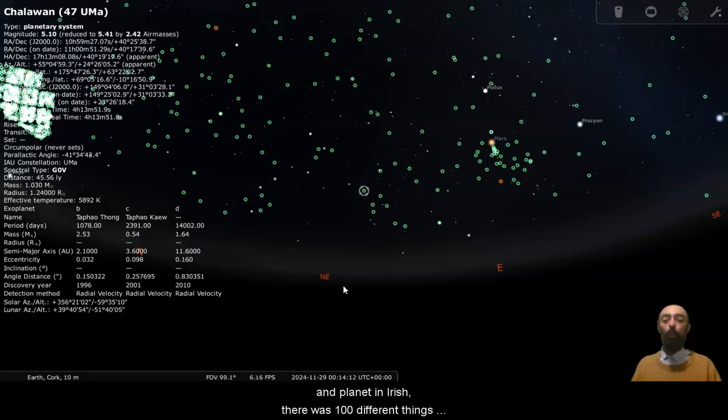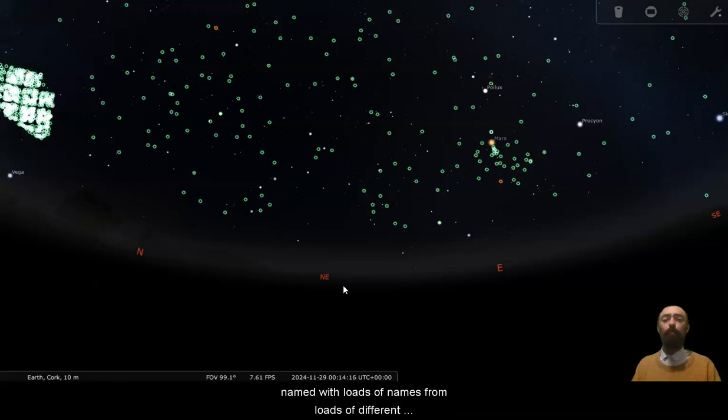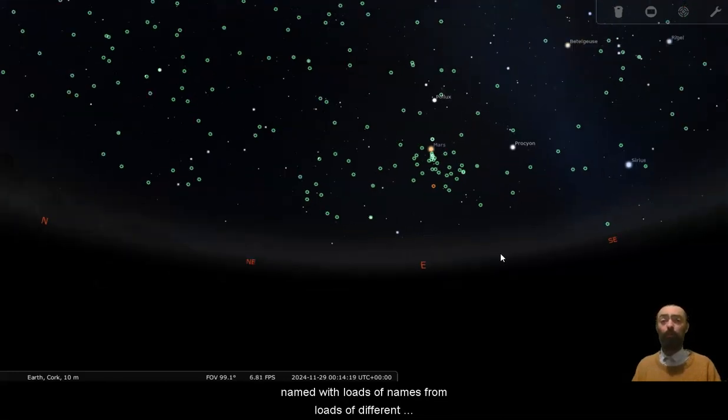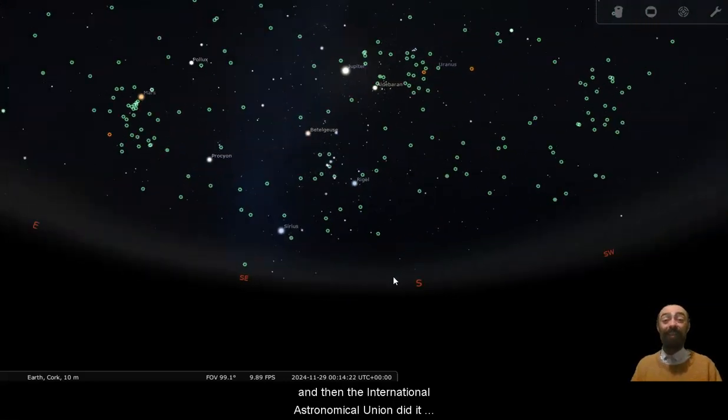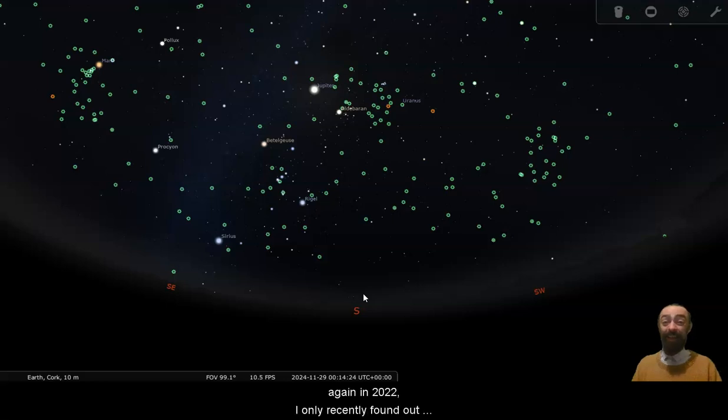In 2019, Ireland got to name a star and a planet in Irish. There were 100 different things named, with loads of names from loads of different languages from all over the world. And then the International Astronomical Union did it again in 2022. I only recently found out about that myself. And if you'd like to find out more about it, you'll have to stick with this channel until my next video.